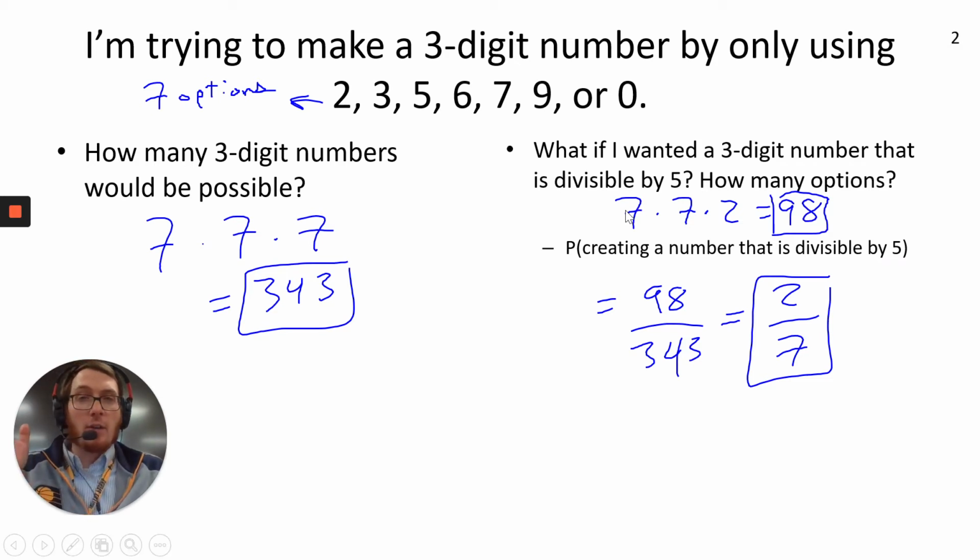Well, the only rule for divisible by 5 is the last number has to be a 5 or a 0. So it's still 7 times 7 because that's irrelevant, but then 2 options because there's the 5 and the 0 that could be the last number, which would be 98. Finding the probability that you get a number divisible by 5, well, it would just be the 98 divided by the 343 we found, which is 2 sevenths. Which also makes sense because none of the numbers matter except the last one. And you say, well, how many of the last numbers? Oh, well, 5 and 0 makes 2 of the 7 numbers that would be possible for division by 5.